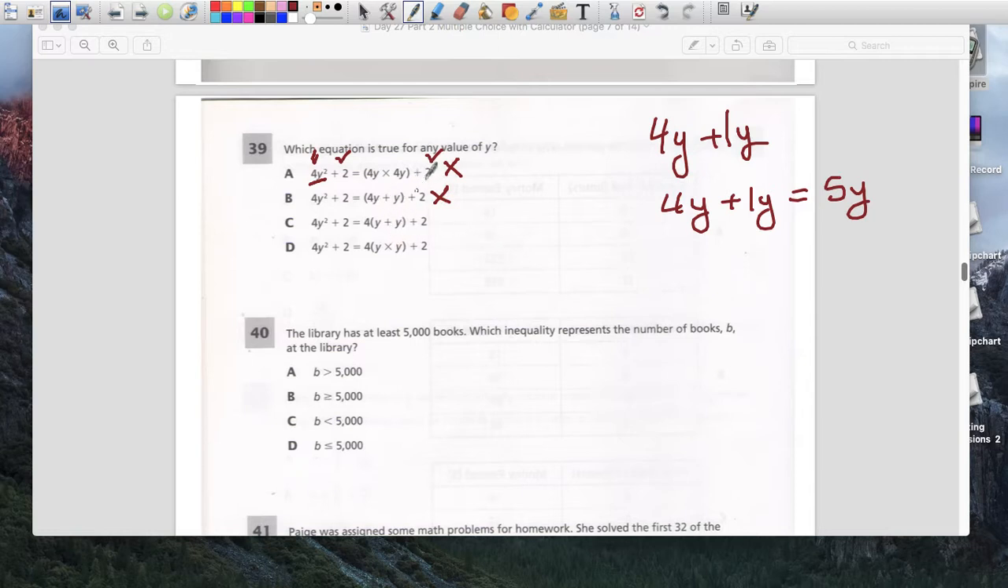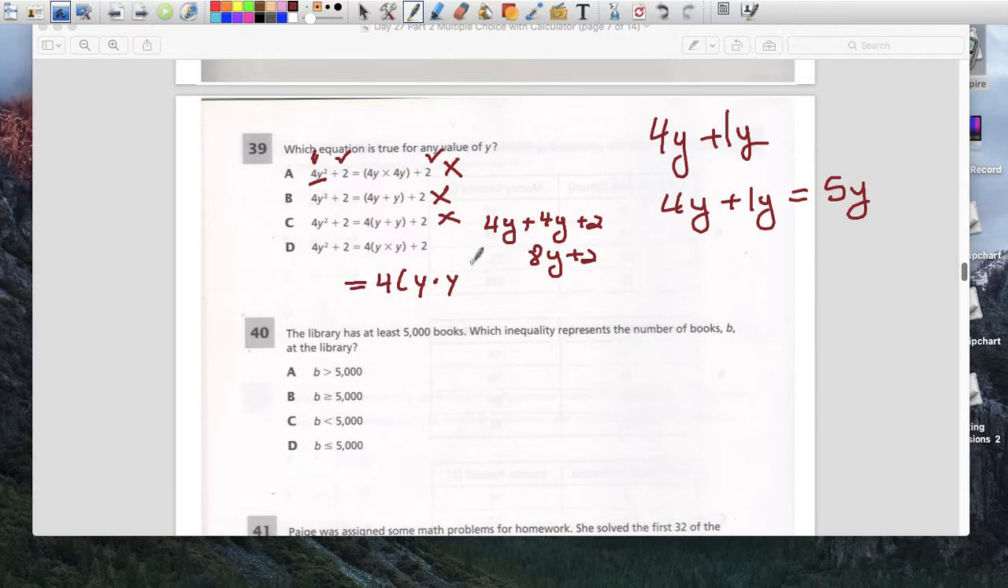This one, let's do this. If you did the distributive property, you get 4 times y, which is 4y, plus 4 times y, which is another 4y, plus 2. 4y plus 4y is 8y plus 2. That definitely doesn't look like anything on this side. So C is also gone. Now for D, and here's what I was talking about. The answer is D, but we didn't do that.